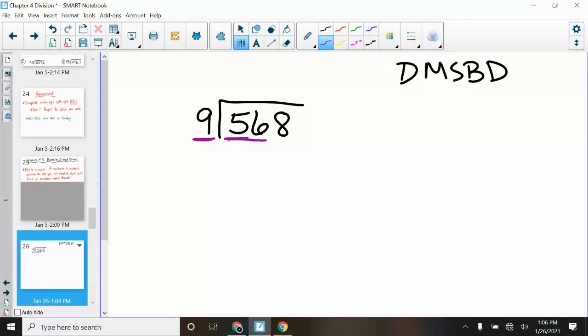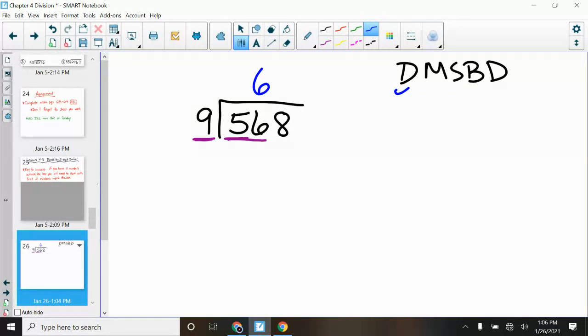Beautiful. How many 9s will fit into 56, Brody? 6. 6 of them will. He knows his multiplication facts. He's solid with them. He's quick with them. Where's my 6 going to go in the quotient zone? It's going to go over top of the 6. So that's the division. The next step is multiplication.